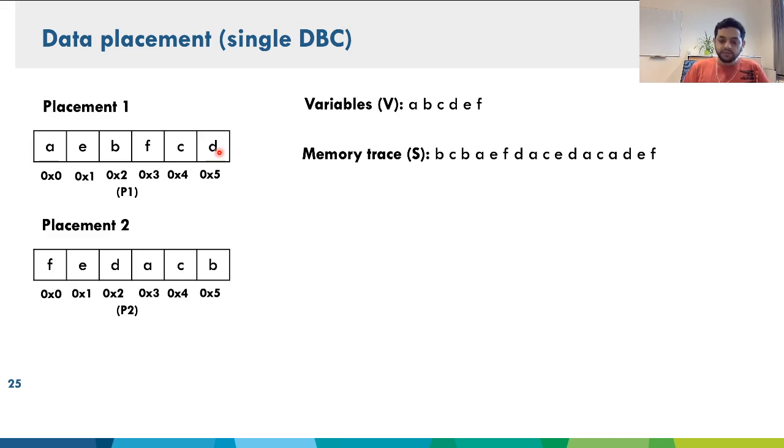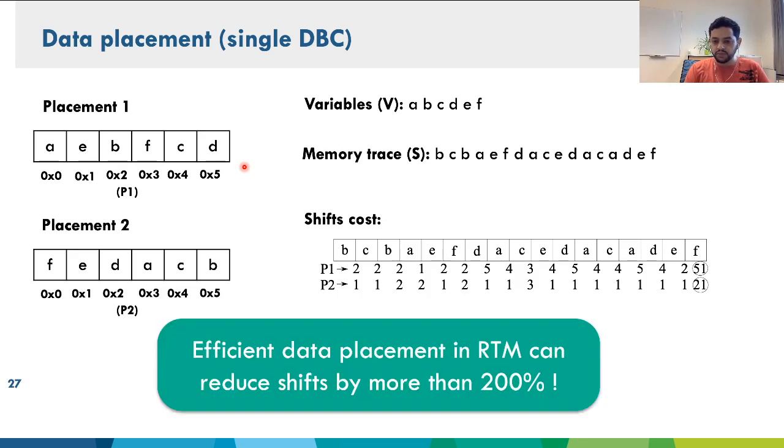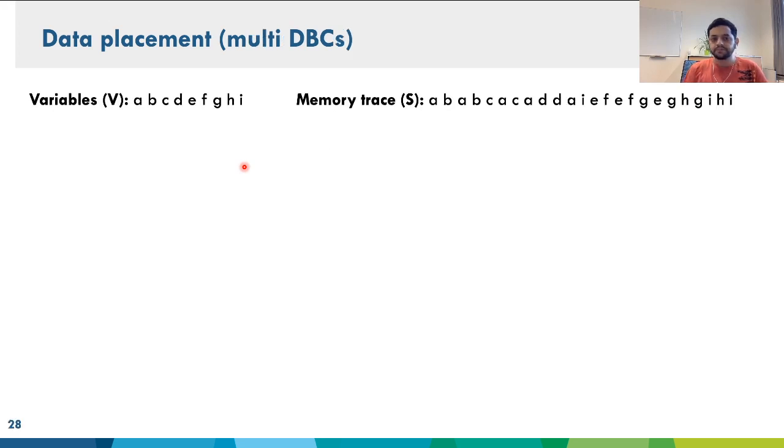But from the perspective of racetrack memories, if I compare the shift cost, which is basically the number of shifts in the 2 placements, it's significantly different. In the first one, I will incur 51 shifts. In the second one, I'll incur 21 shifts, which means 200 times less shifts compared to the first one. So this shows that data placement is promising.